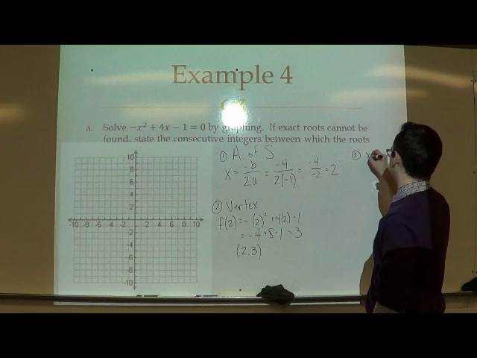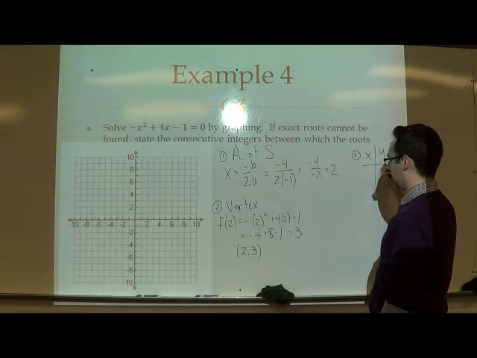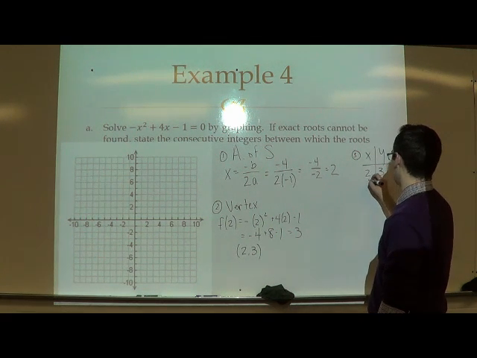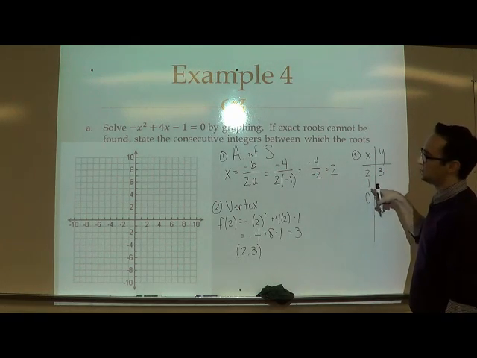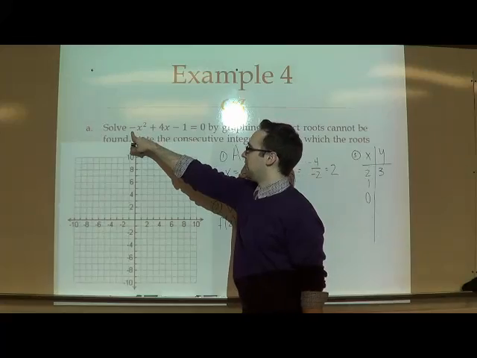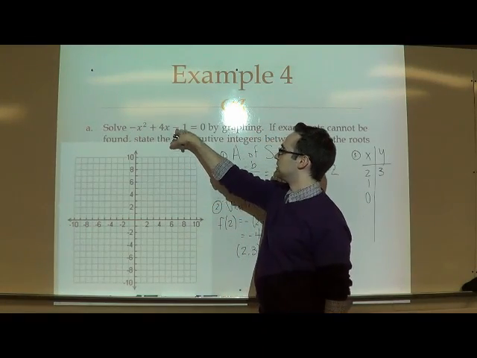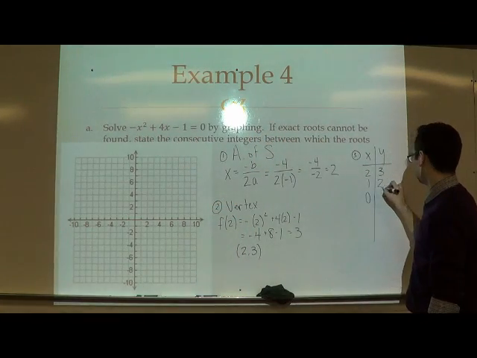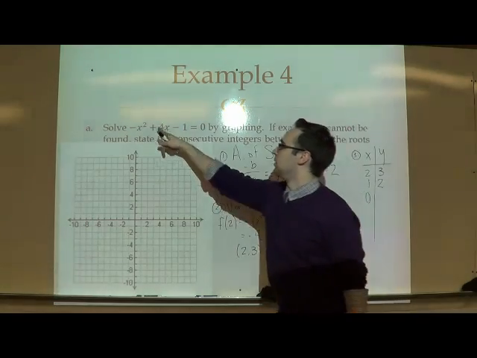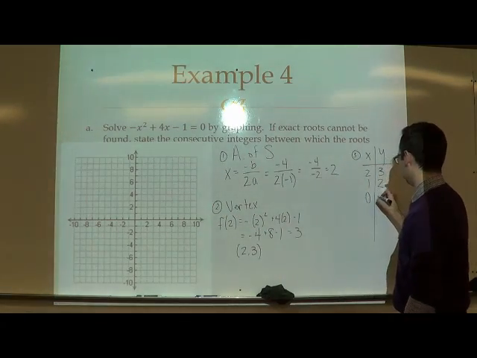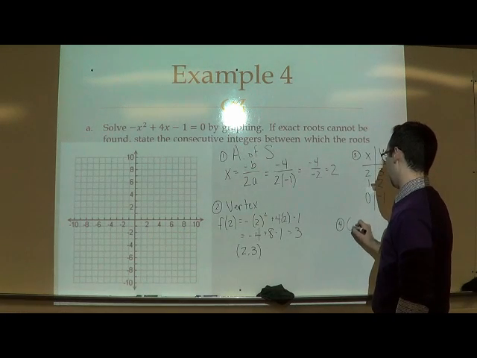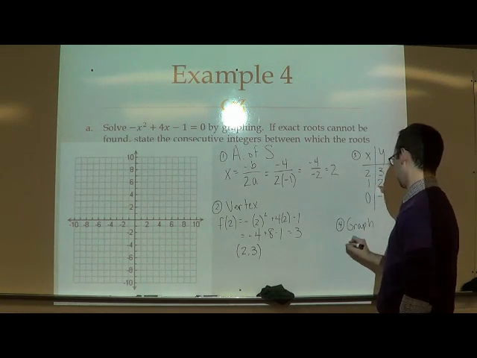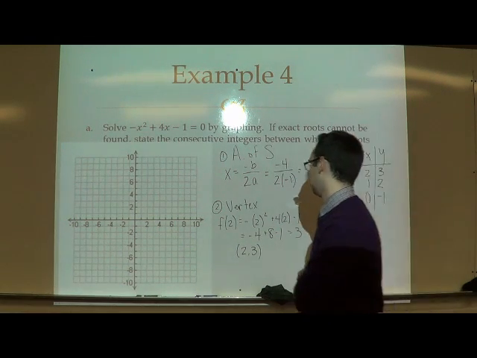Step number 3, we have an xy table. So we already know we have 2, 3. So I'm going to go down to 1 and 0. At 1, we have 1 squared is 1, make it negative, plus 4 is 3, minus 1 is 2. At 0, we get negative 1. Step 4, we graph. And then step 5, we're going to look for 1 or 2 or no solutions.